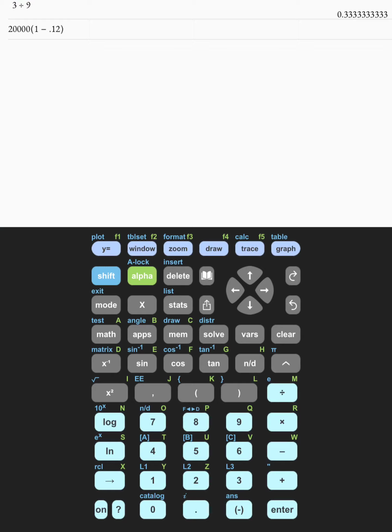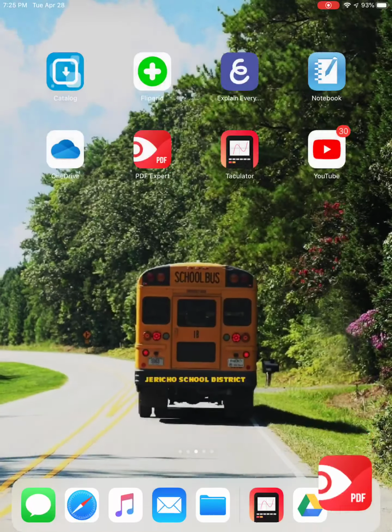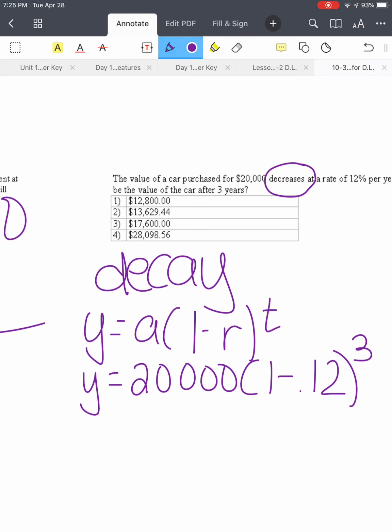So you're going to use that button right below the clear. I can't really point it out on my screen, but it's below the clear above the division. And I already forgot how many years. I'm sorry about all the switching. To the third. Okay. So 13,629. Here we go, choice 2.